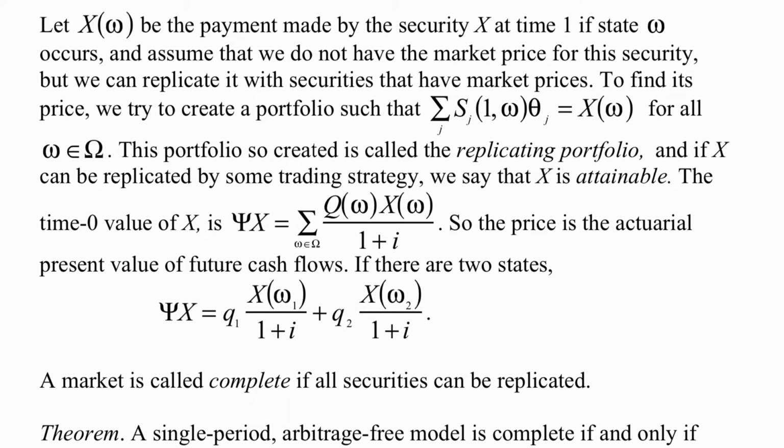Now let x of omega be the payment made by security x at time 1 if state omega occurs. And assume that we do not have the market price for this security, but we can replicate it with securities that have market prices. To find its price, we create a portfolio such that that portfolio is equal to x of omega in value for all omega in the big omega. This portfolio that has the same payoffs as the given security is called a replicating portfolio.